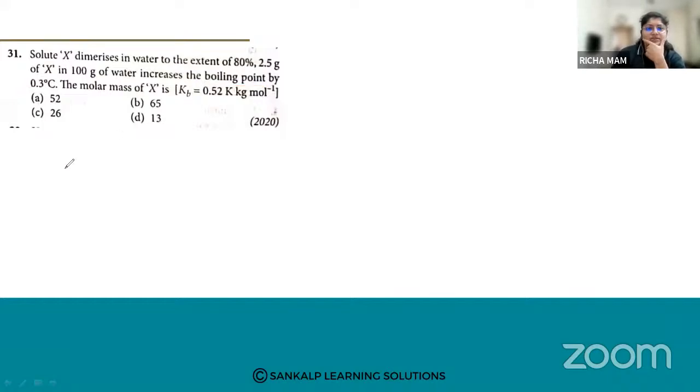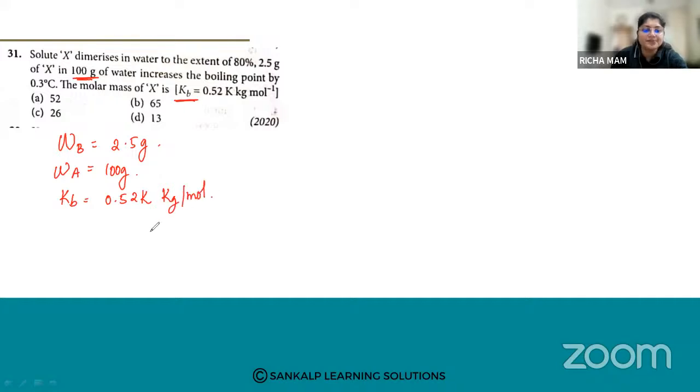Now use the given things. What is the given weight? Given weight of the solute is 2.5 grams. Then what again is given? The solvent weight is given, 100 grams. Then Kb is given. Kb is 0.52 Kelvin kg per mole. Next, the increase in boiling point, represented as delta TB, is 0.3 degrees Celsius.